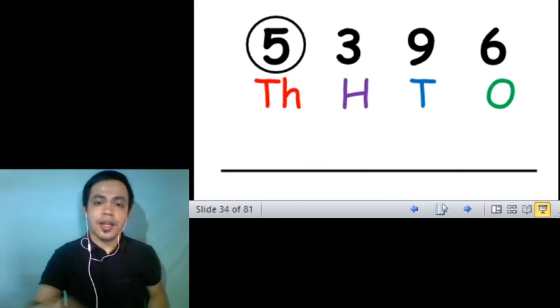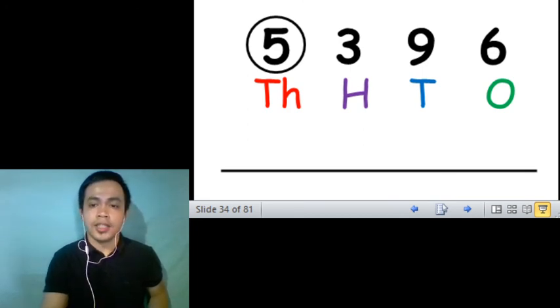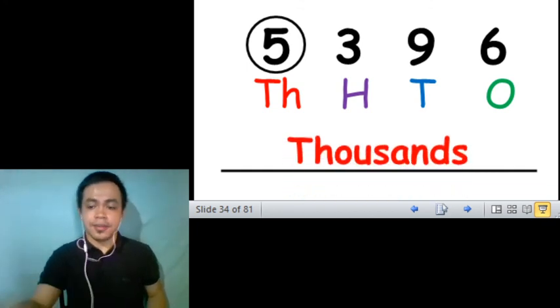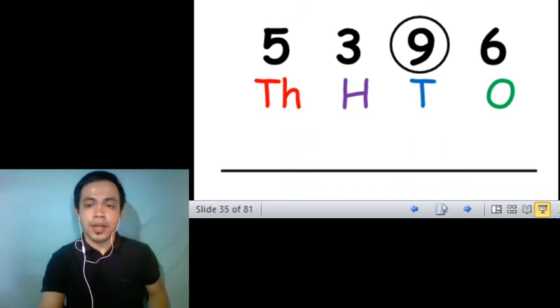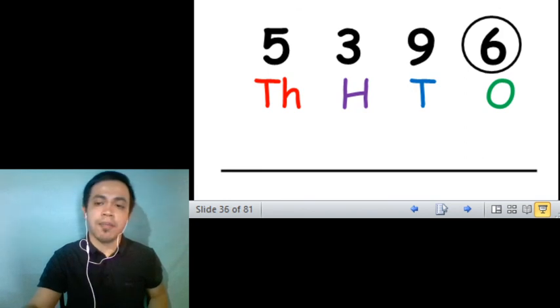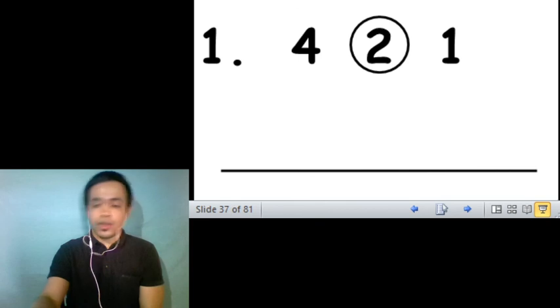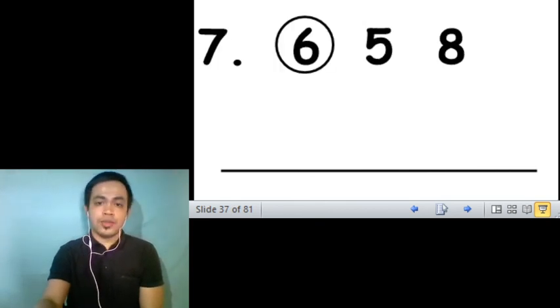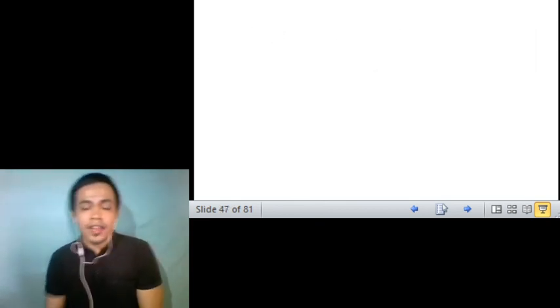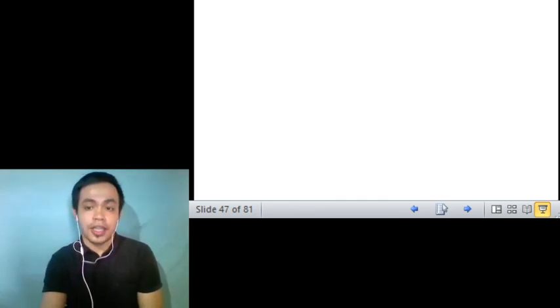Another one. The circled number is in what place? Ones, tens, hundreds, thousands place. So you will write thousands. For the third example, the circled number is 9, which is in the tens place. So you write tens. And the last example is 6 in the ones place. So you do that from 1 up to number 10. Then after doing this, submit to me your work via Google Classroom separately.